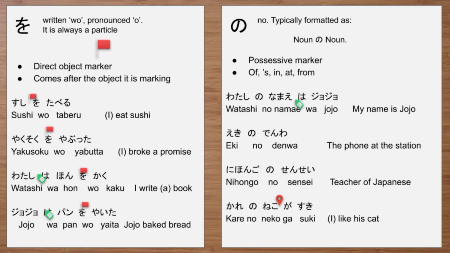私の名前はジョジョ。My name is Jojo. 駅の電話。The station's phone. Or in English, we typically just say the phone at the station. 日本語の先生。Teacher of Japanese, or just Japanese teacher. 彼の猫が好き。As for his cat, I like it. Or simply, I like his cat.